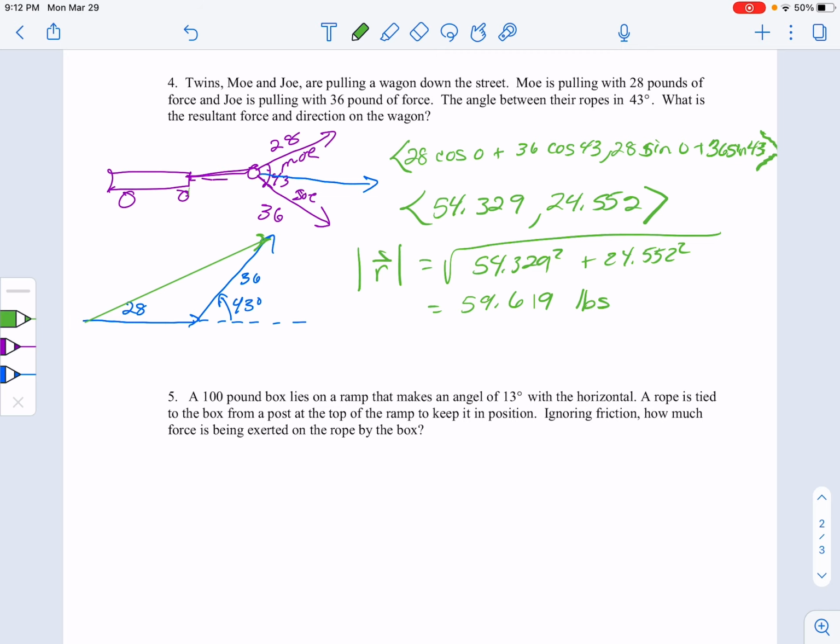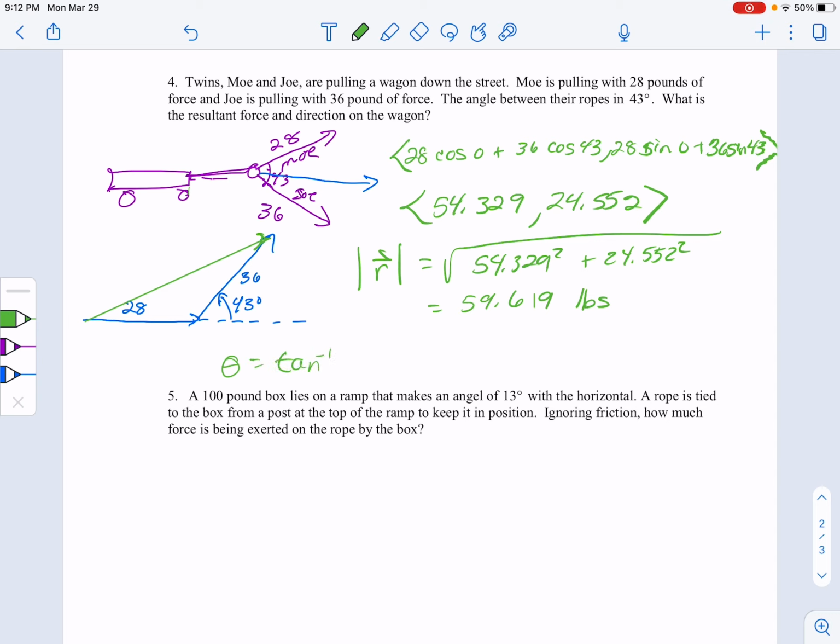Now to get the direction, you do inverse tan of 24.552 over 54.329. What do I get? 24.552, can't read my own handwriting, over 54.329. And I get 24.319 degrees. And you must state from Joe.